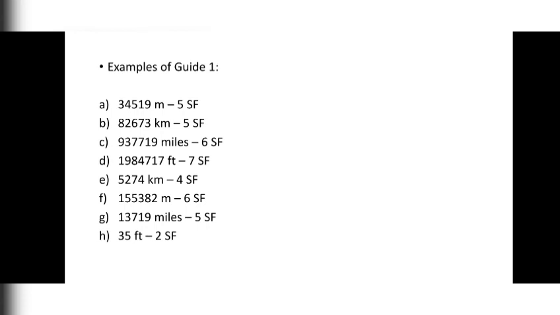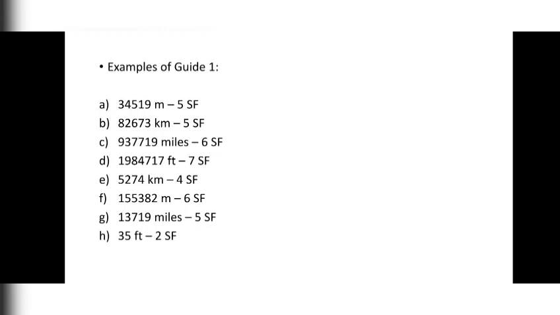For letter B, we have 82,673 kilometers. There is also no 0 over there. That means we have 5 significant figures, which is 8, 2, 6, 7, and 3. Letter C, we have 937,719. There are no zeros over here, so it's going to be 6 significant figures. In this rule number 1, basically every number that's not 0 is considered a significant figure, so it's quite easy to answer this one.